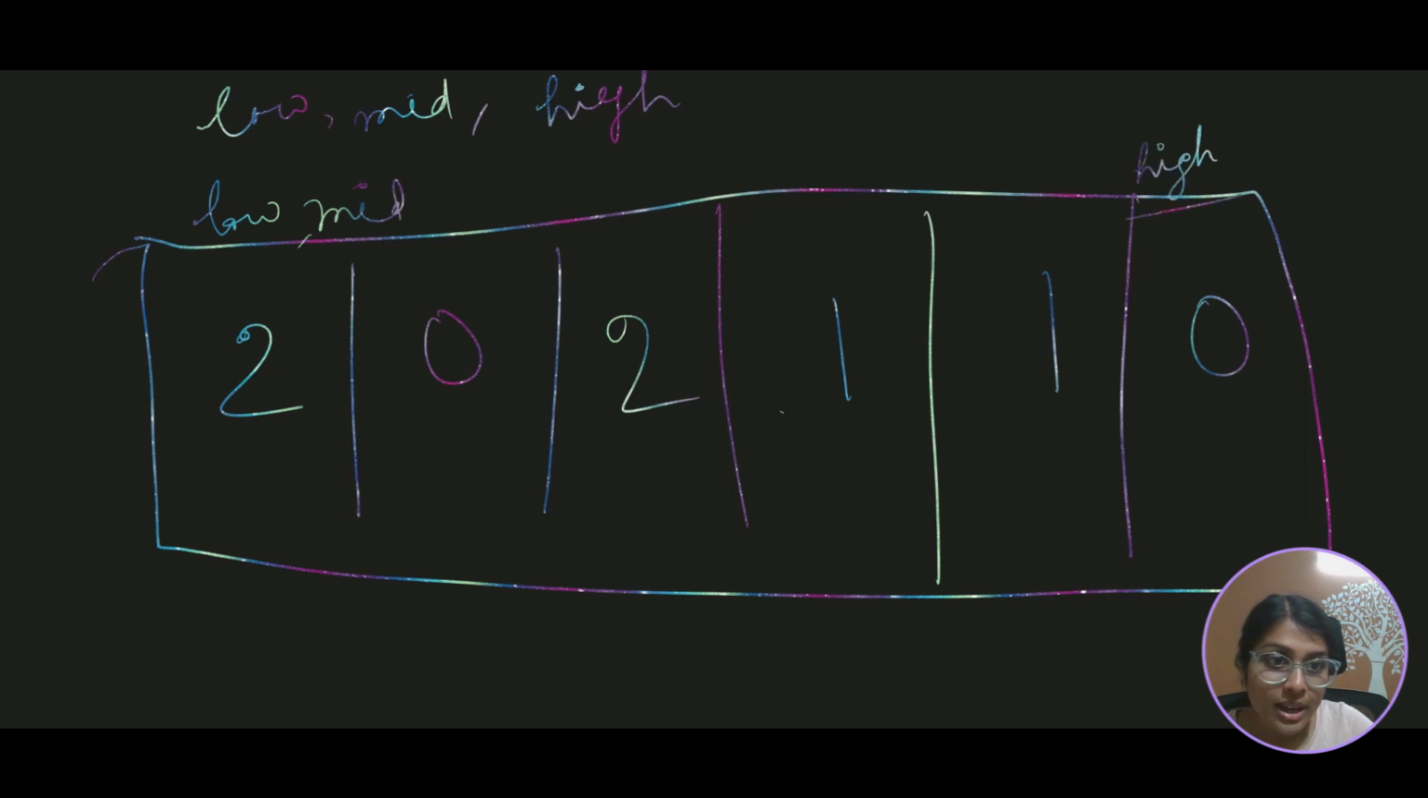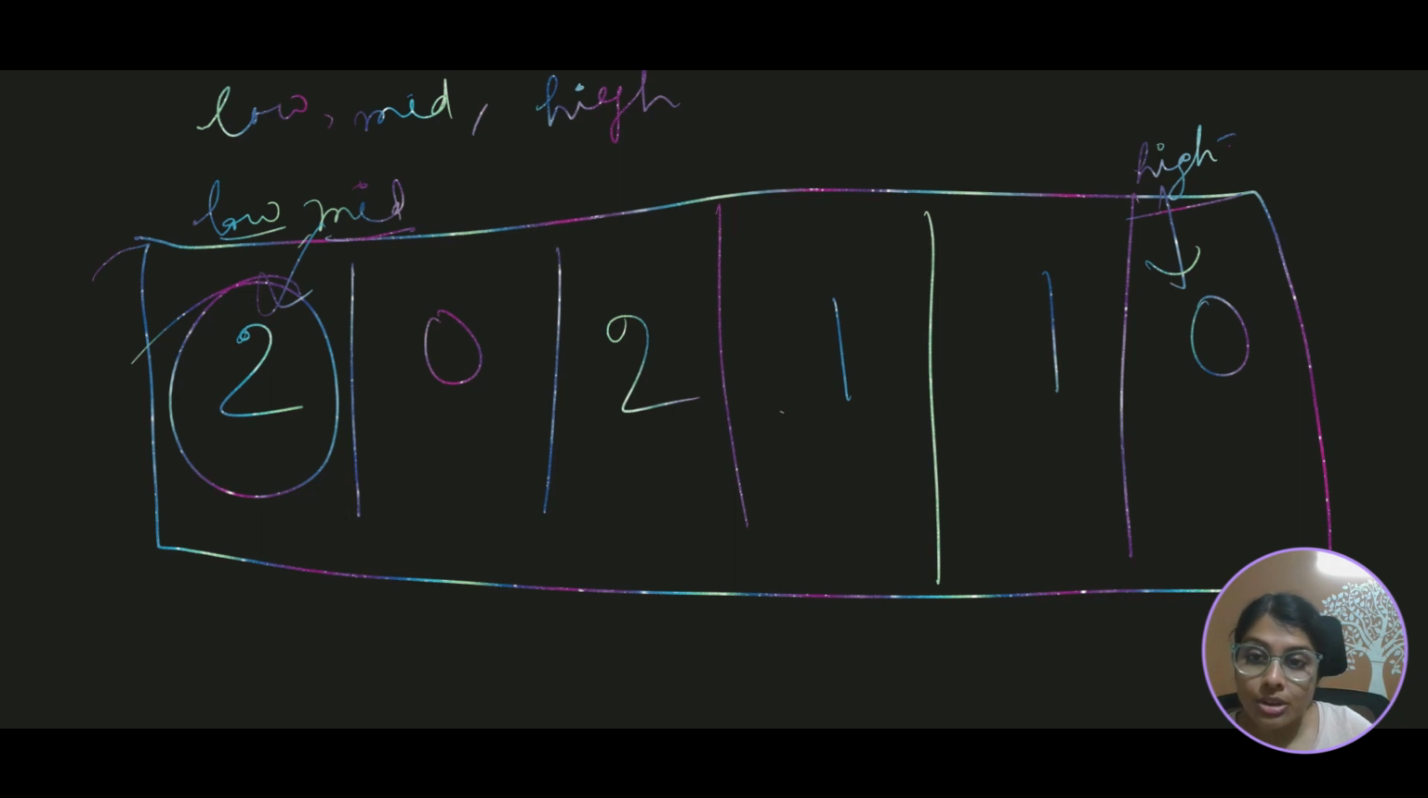Why? Because low and mid basically are indicating the first element of the array, and then high is basically indicating the last element of the array. These are basically the indices. Now low and mid can start from index 0, and high can start from length minus 1. The length of the array is 6, minus 1 is 5. So high will be 5 in this particular case, and low and mid will be 0. And then the algorithm goes like this.